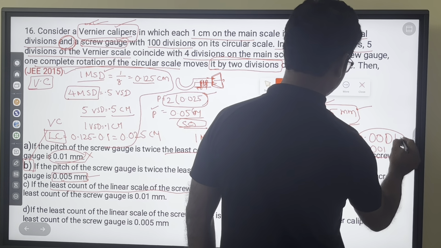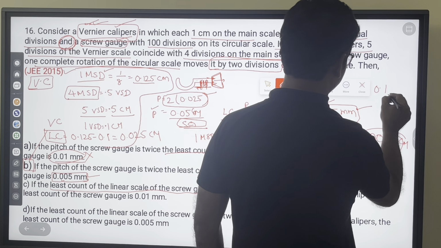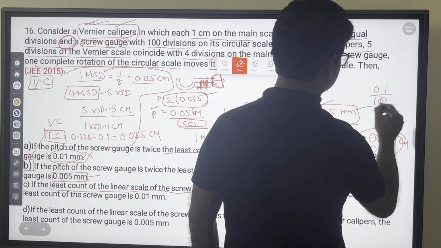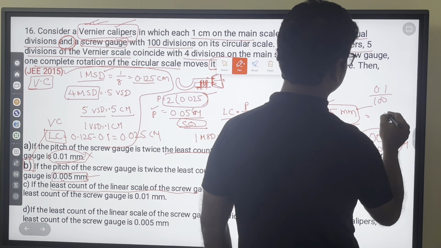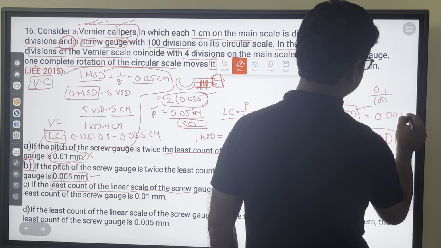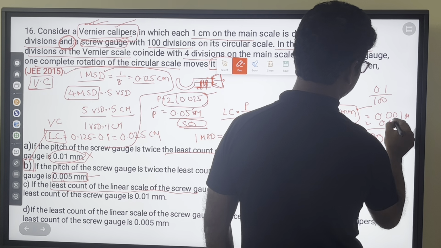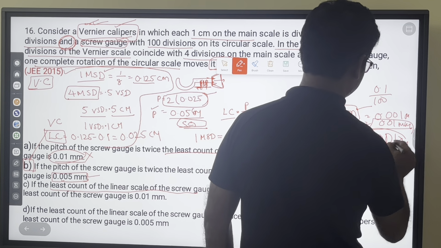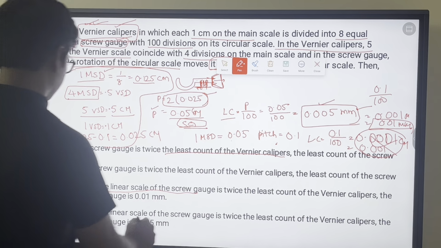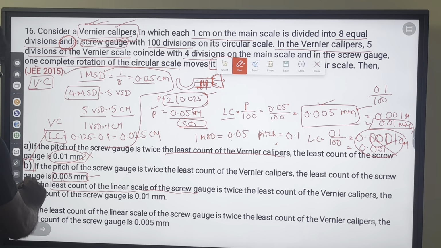See how much I get, sorry. How much is 0.1 by 100? So that is equal to how much I am getting? 0.001 centimeters. That is equal to 0.01 mm. I'm sorry, this is wrong. So 0.01 mm. So C is also the right option.